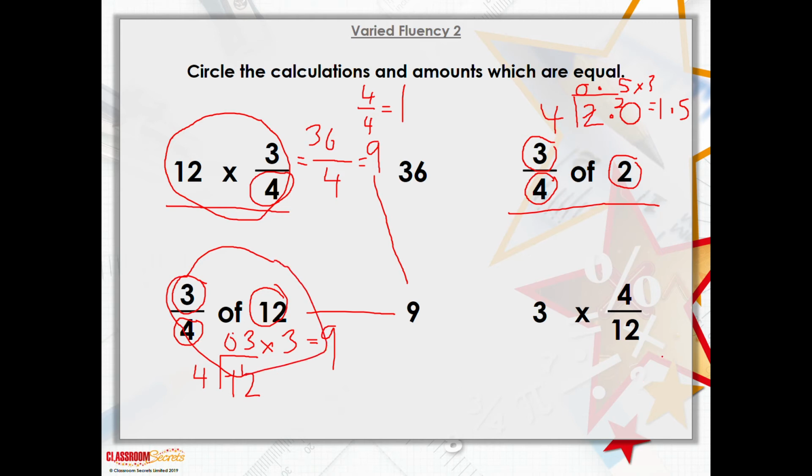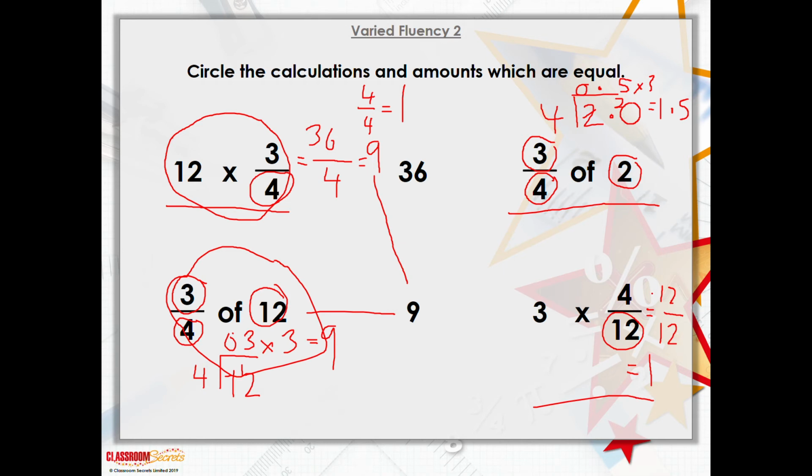And then we've got 3 times 4 twelfths. So remember, we're multiplying a proper fraction by a whole number. So we keep our denominator the same. So equals, and then we multiply our whole number with our numerator. So 3 times 4 is 12. And that's nice and easy because 12 twelfths is the same as one whole number. Does that match my 9 or my 36? No, it doesn't, so I do not circle this one here.